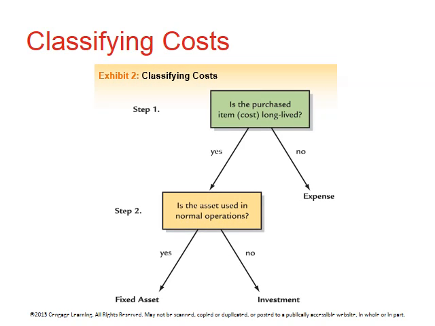So when we buy something, here's a little decision tree on how we treat it. So first thing we ask ourselves is if what we're purchasing, is it long-lived? If it's no, then it's an expense on the income statement. If yes, we go to step 2 and ask ourselves if the asset's used in normal operations. The answer is yes, we have a fixed asset on our balance sheet. If it's no, we have an investment on our balance sheet.